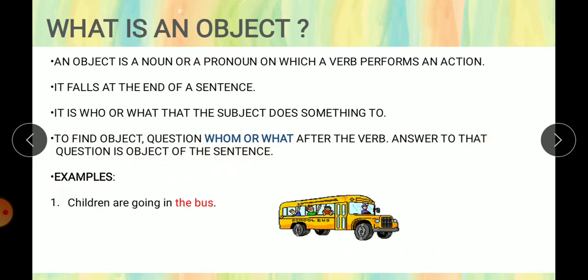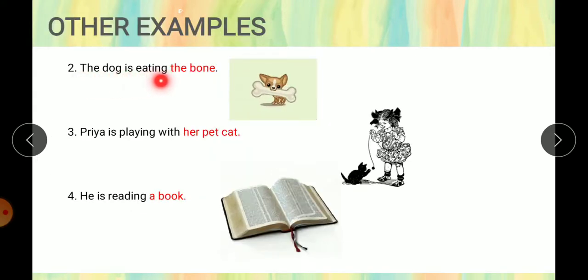Let's apply this in this example. Children are going in the bus. Children are the subject. Are going is the verb. So children are going in what? In the bus. So bus becomes the object. The dog is eating the bone. The dog is eating. Is eating is the verb. Is eating what? The bone. So the bone becomes the object.